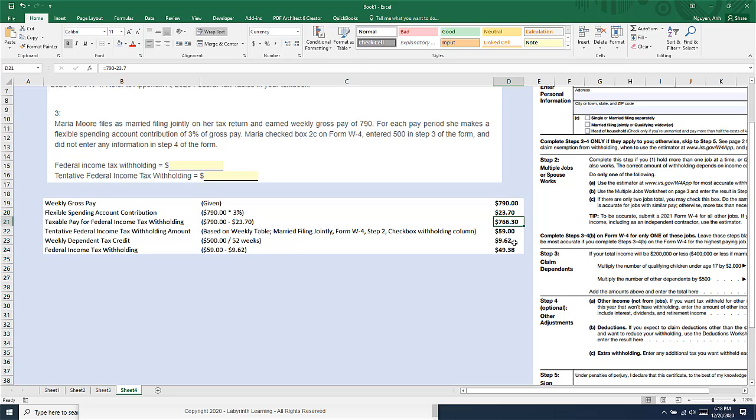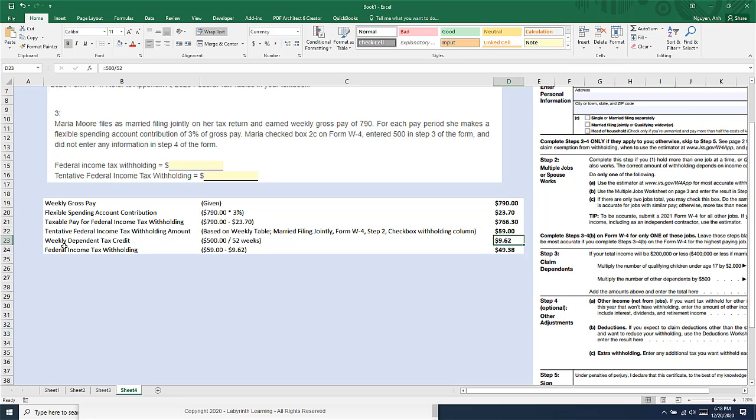So we want to figure out what is this tax credit per week, and that's $9.62. So the tentative federal income tax withholding of 59, we are going to subtract this weekly dependent care credit that we just figured out, and it comes out to $49.38 as the federal income tax withholding.